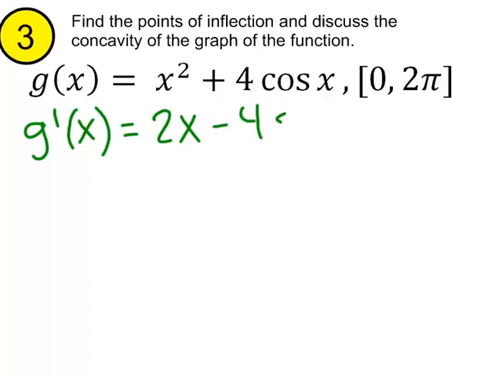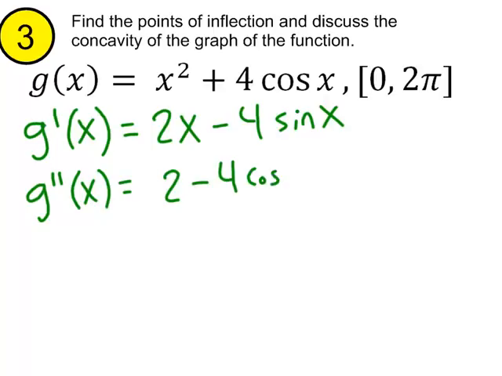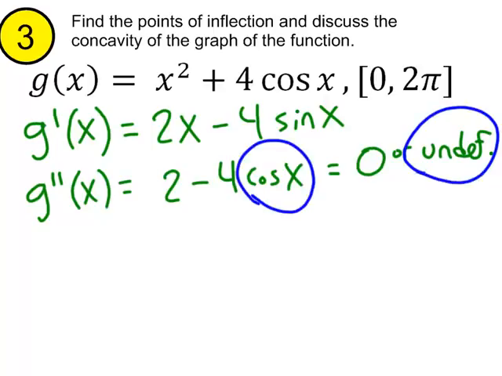Minus 4 sine x. We derive it again. g double prime is going to equal 2 minus 4 cosine x, and we'll set that equal to 0 or undefined. And thankfully, good news for us, that turns out to be a pretty easy one to solve. I'm not going to get undefined because cosine of x is never undefined. You can plug any real number into cosine x and get a real output.